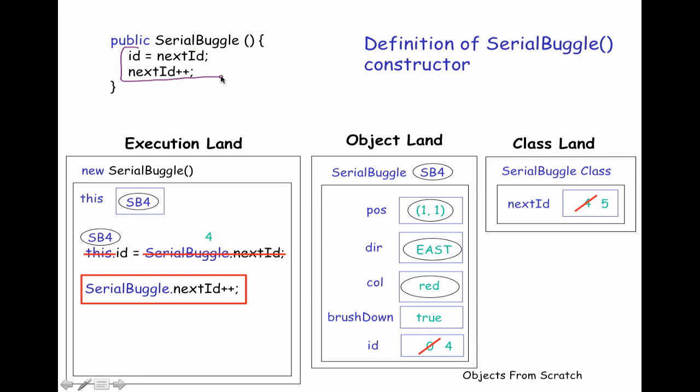So we can get rid of all of the dots. And Java is smart enough to figure out which things are instance variables, i.e. which things should be this.id, and which things are class variables, i.e. which things should be serialBuggle.nextID. And it knows how to do that. So we could have written our constructor method this way.